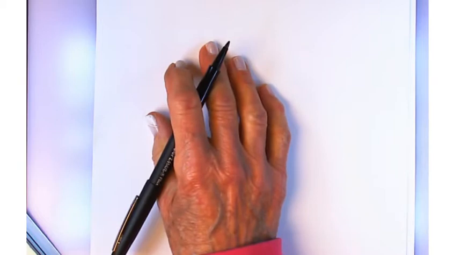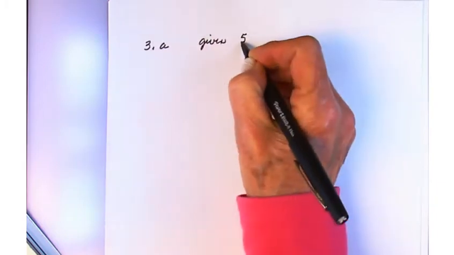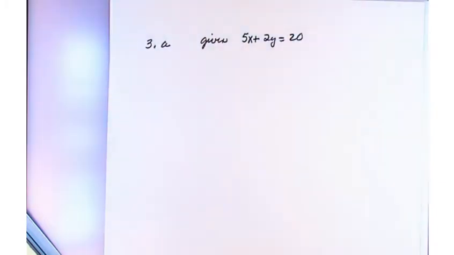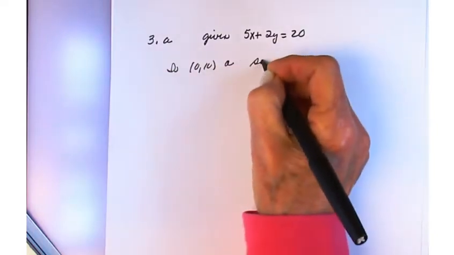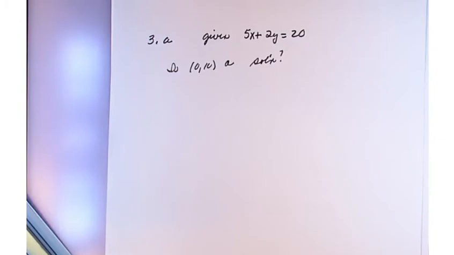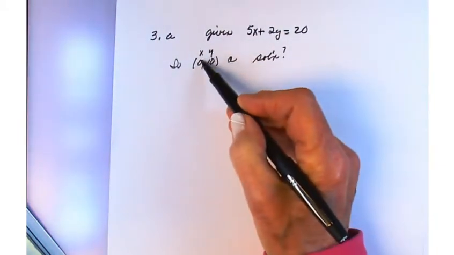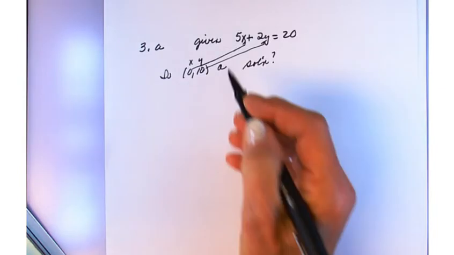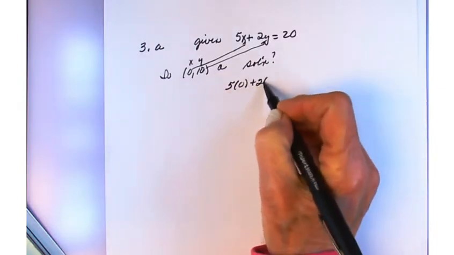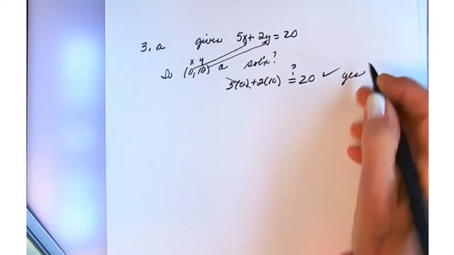Looking there, the whole chapter is important, the whole section about lines. We're looking at 3A, and we're given the equation 5x plus 2y equal to 20. And the question is, is 0, 10 a solution? So remember, this is our x and this is our y. So all we have to do is substitute in 0 for x, substitute 10 in for y, and we want to know if we get 20. So 5 times 0 plus 2 times 10, does that equal 20? And the answer is yes, it is a solution.